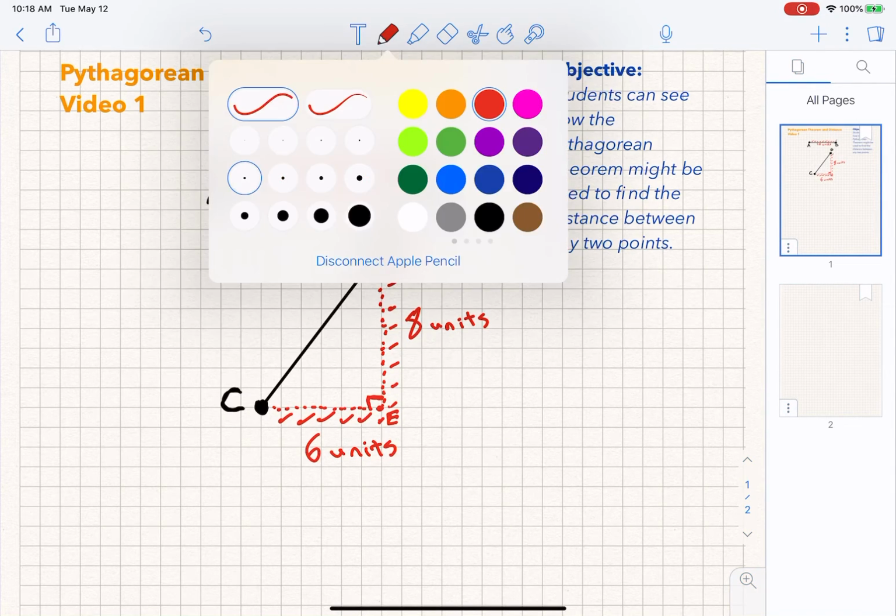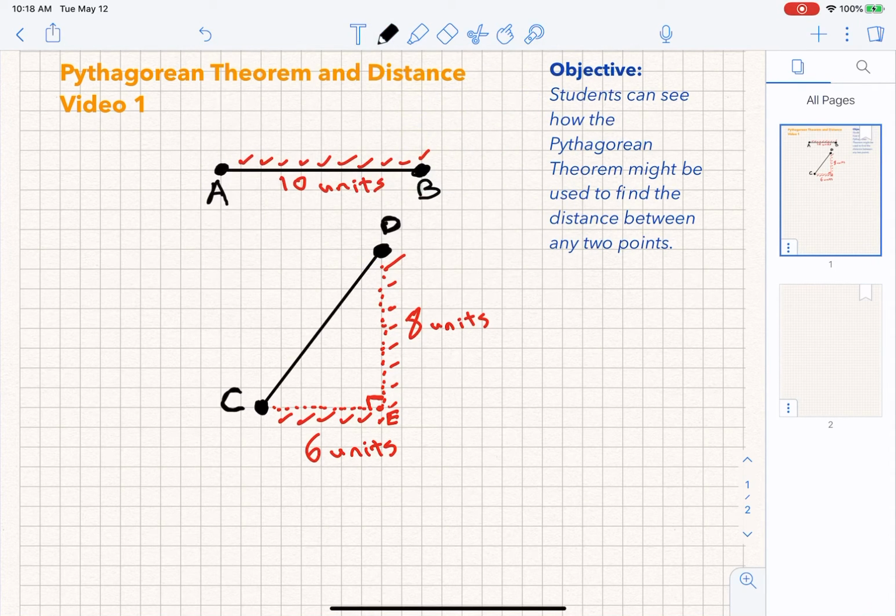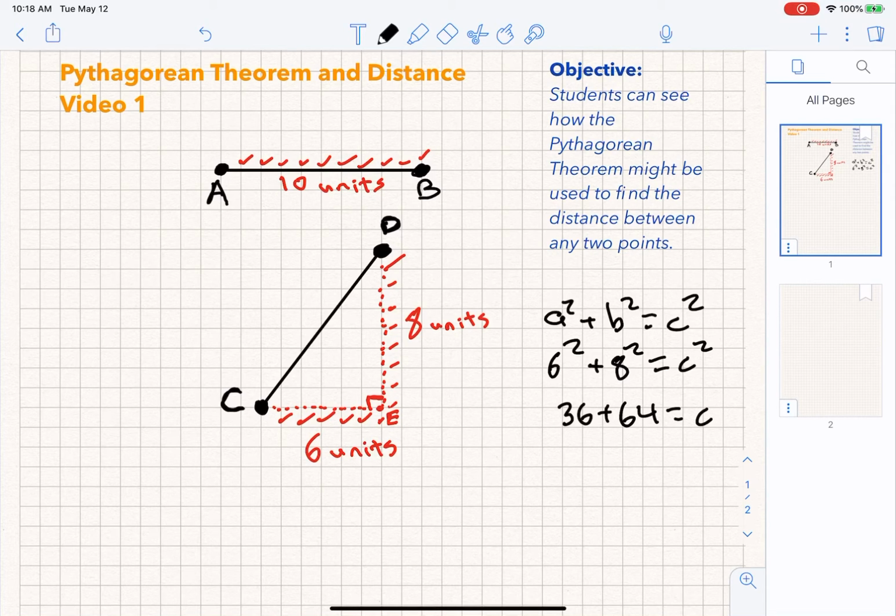All you do, I'll go back to my black color, is you write down the algebraic representation of the Pythagorean theorem. A squared plus B squared equals C squared. And you plug in, for A we'll put 6 squared plus 8 squared equals C squared. And then this is 36 plus 64 equals C squared. C squared equals 100.